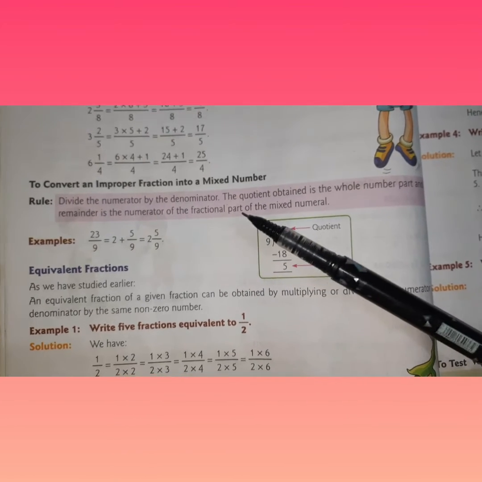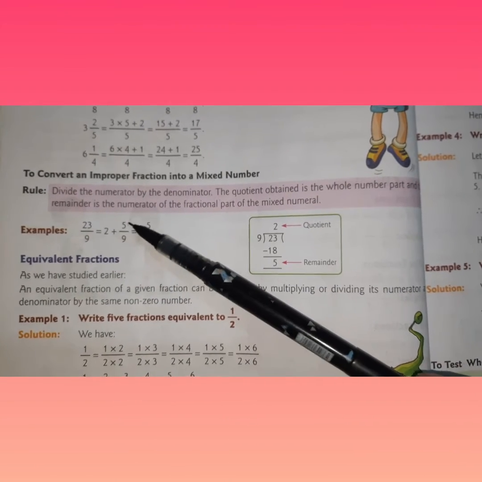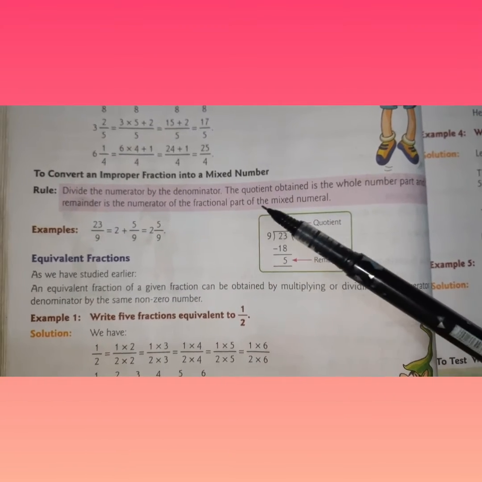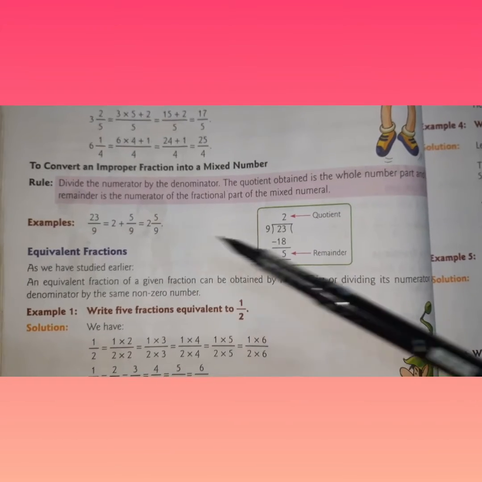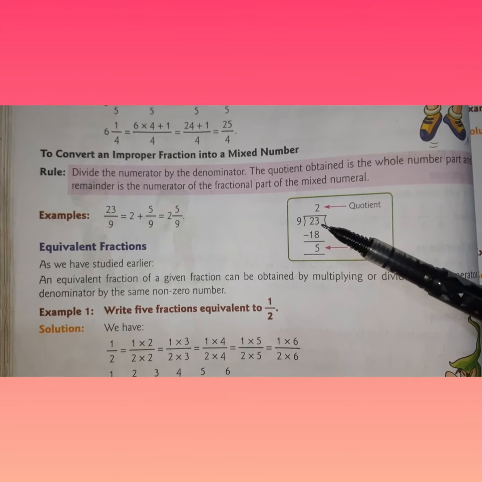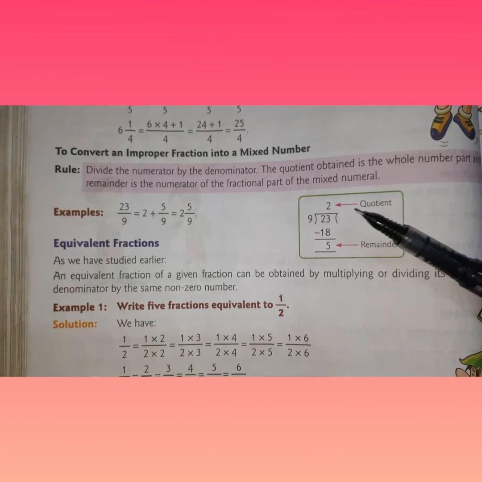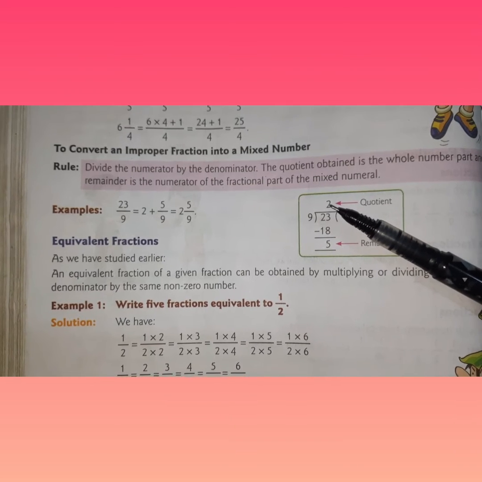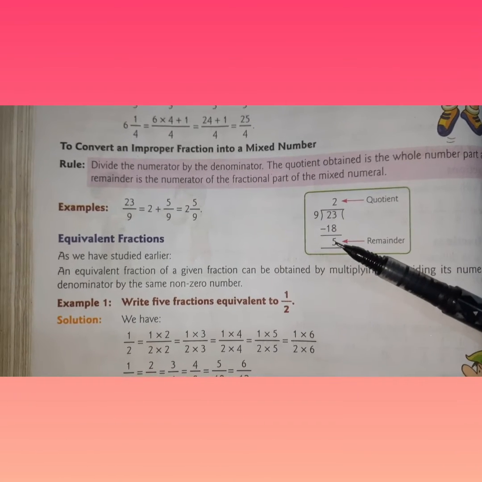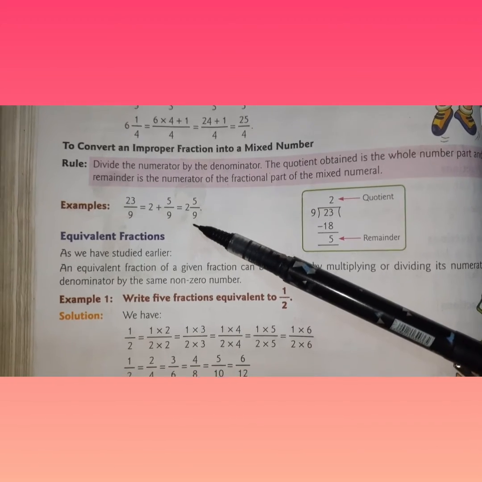The rule is to divide the numerator by the denominator. The quotient obtained is the whole number part and the remainder is the numerator of the fraction part of the mixed numeral. You can see the example here, 23 upon 9. So 23 is divided by 9, 9 twos are 18, remainder is 5. So the quotient becomes the whole and 5 becomes the numerator. So 2 whole 5 upon 9.